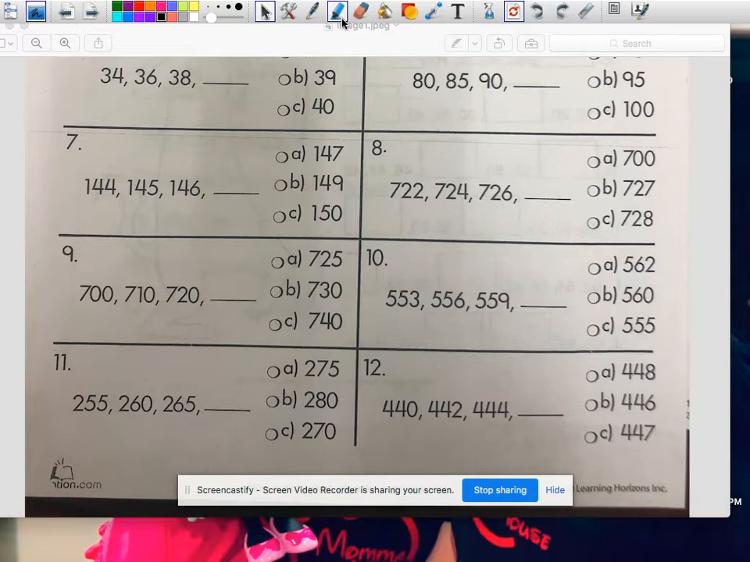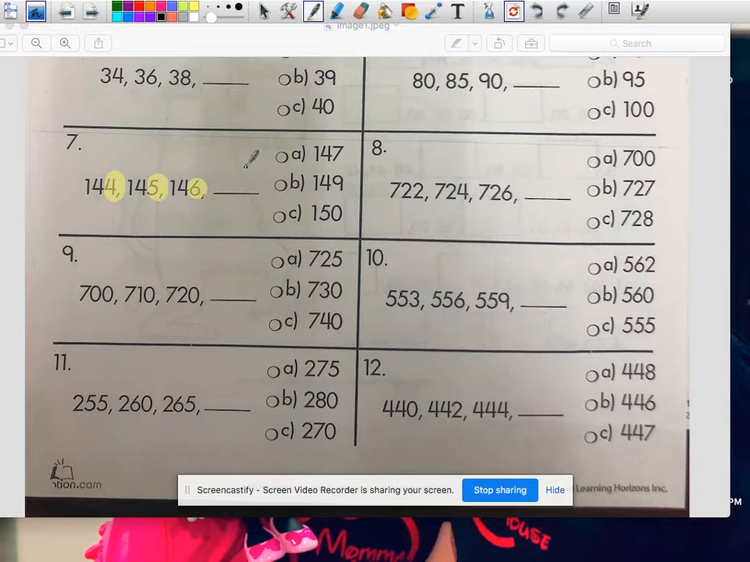So I told them we're always going to start in the ones. I'm going to start here at number 7, looking at the ones place. I have 4, 5, 6. Did that place change? Did that number change? The answer here would be yes. And so I told them to highlight it. Okay, now how much did it change by? 1. 4 to 5 is just 1 change. So my ones is going up, I'm counting by ones.